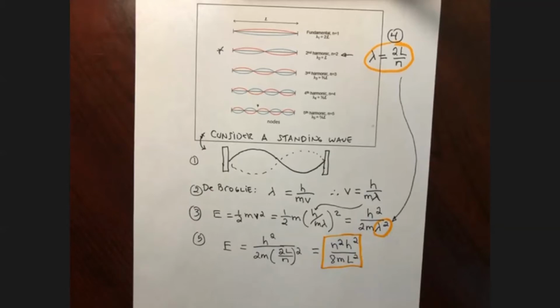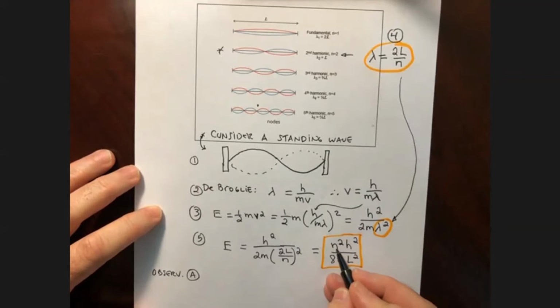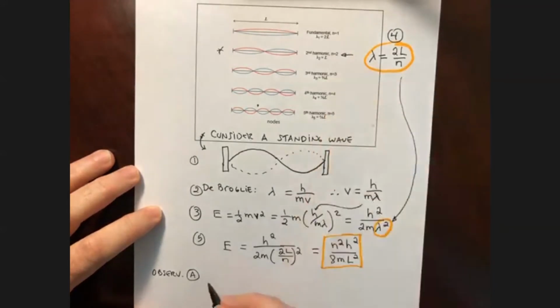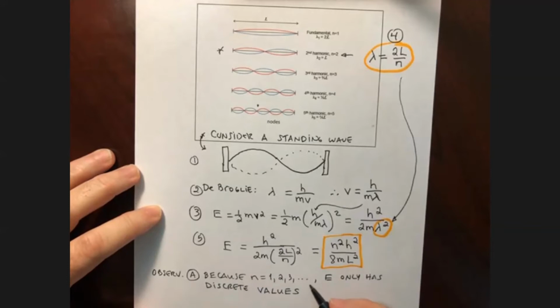So there's several things that come out of this, okay? Let's make some observations. A, because n has a specific number, 1, 2, 3, etc., that tells you that E only has discrete values. In other words, the energy is quantized.